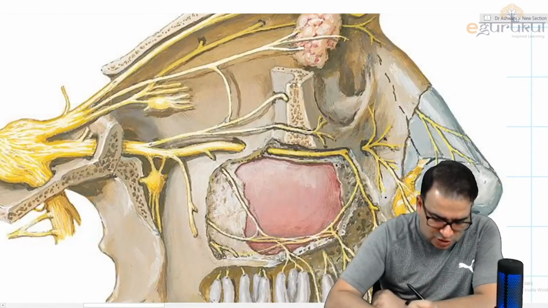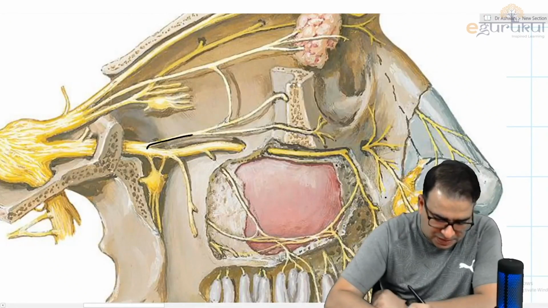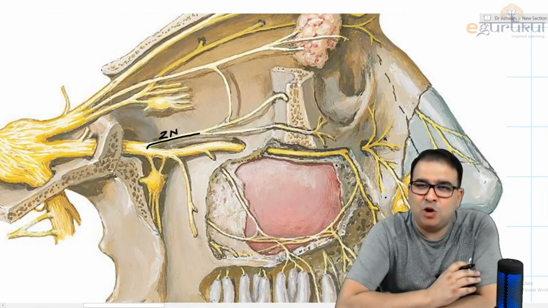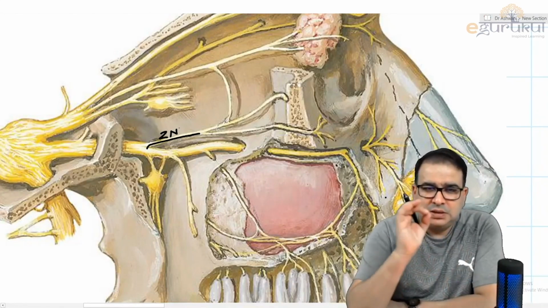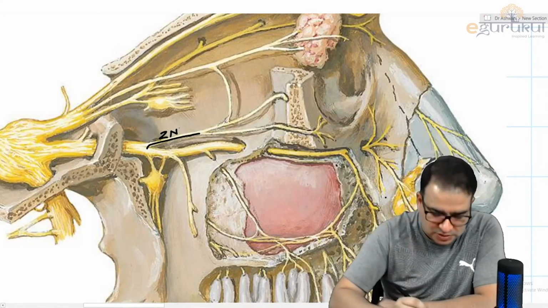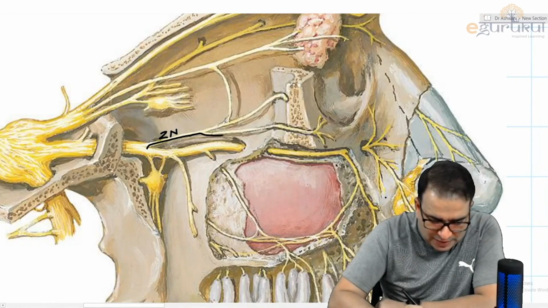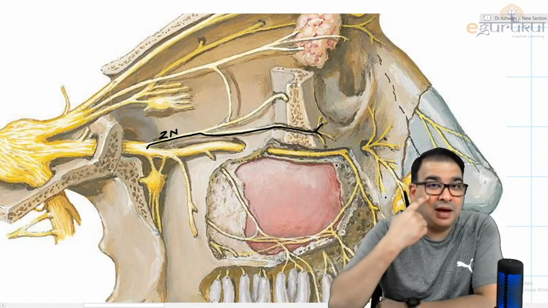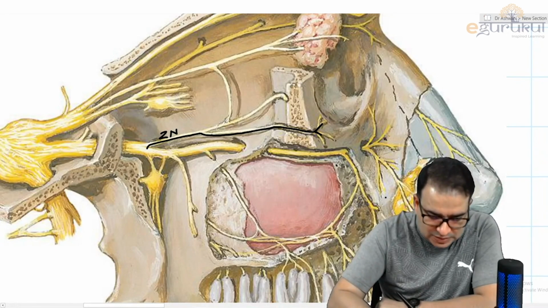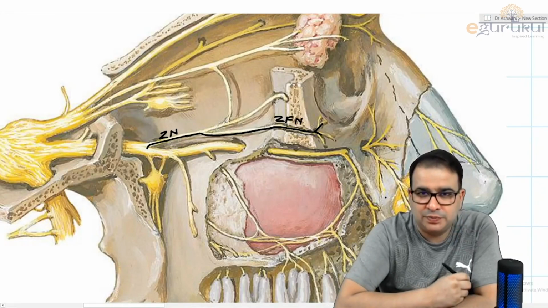Now, can you see a branch coming from the maxillary nerve here? This nerve is called the zygomatic nerve. Listen to that first. That's called the zygomatic branch or zygomatic nerve. This zygomatic nerve has two divisions. One is called zygomaticofacial, which will come through the zygomatic bone and come onto the face and supply the skin. Again, another nerve. That nerve is what? That is zygomaticofacial nerve.